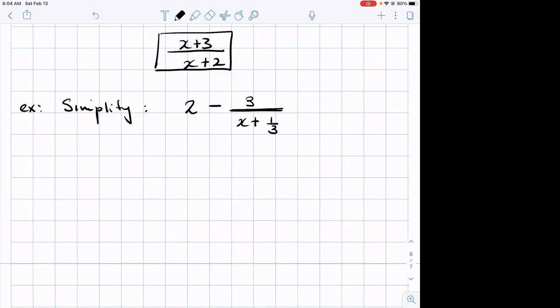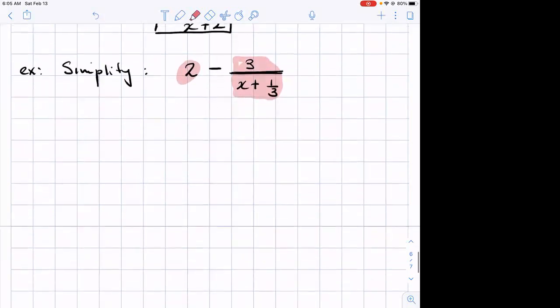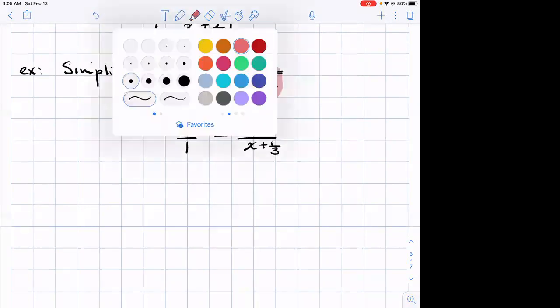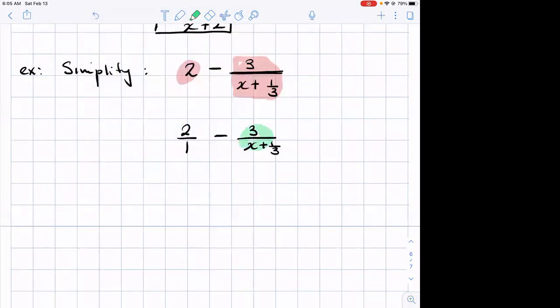Okay. So notice you have 2 fractions. We have 1 fraction minus another fraction. Okay, 2 fractions you have. But the one to the right seems to be more complex, right? So this is the same as 2 over 1 minus 3 over x plus 1/3. So let's see if we can simplify this fraction, this complex fraction. Okay, this one is complex.